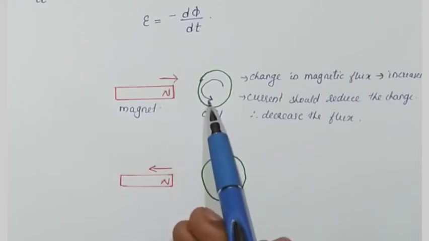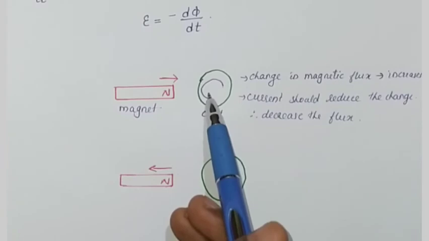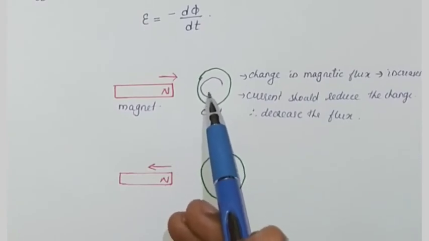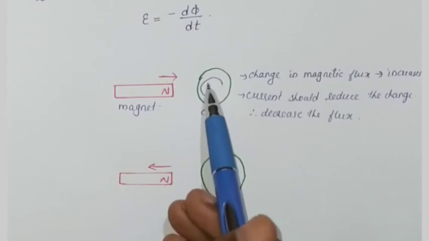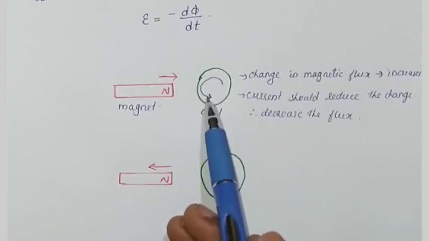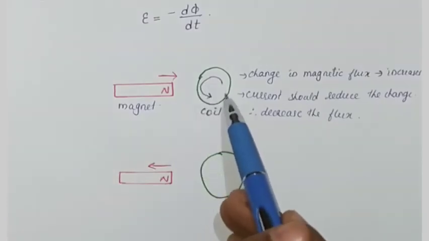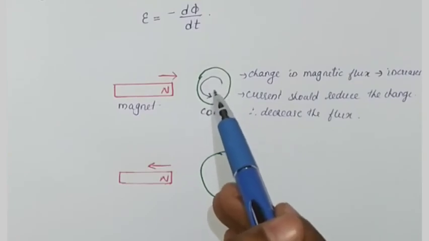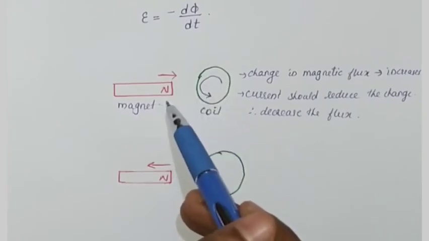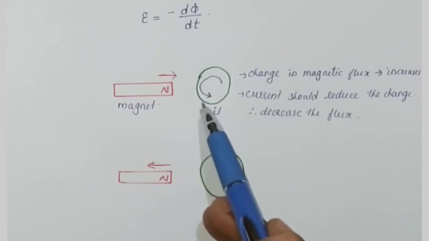That is, since the magnetic flux is increasing, the current in the coil tends to reduce that magnetic flux, and in order to reduce the flux, the current flows in anti-clockwise direction, which makes this face of the coil act as a north pole and thus repel the magnet and reduces the magnetic flux.